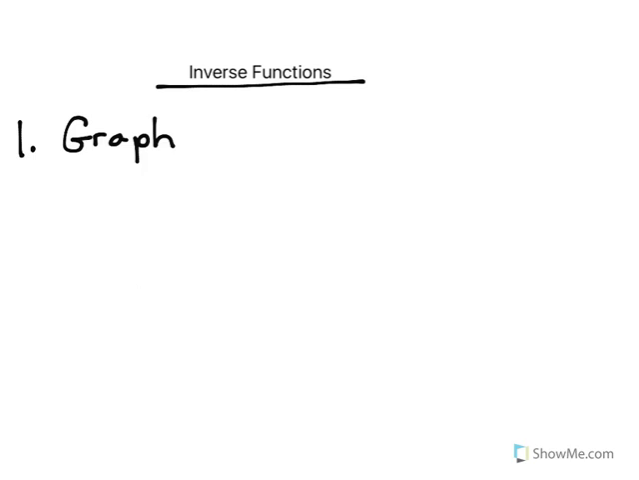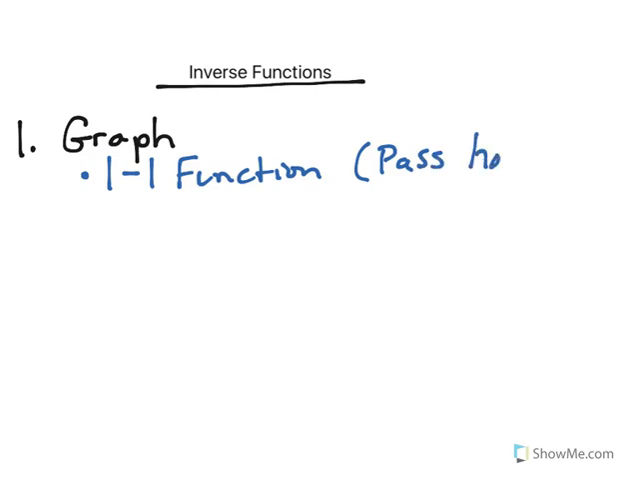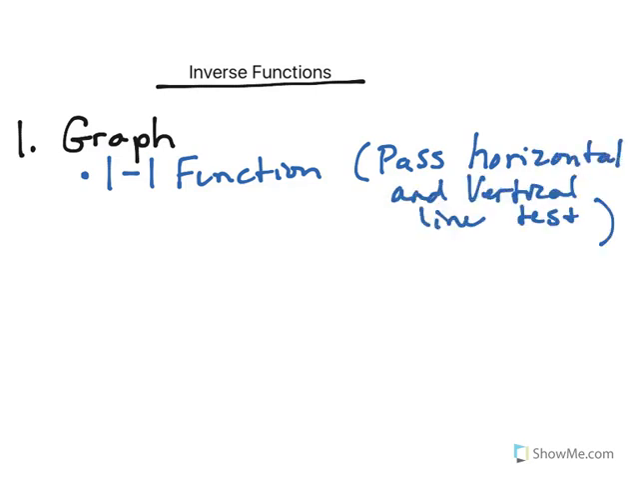A function has an inverse if the graph is a one-to-one function. What does that mean? It has to pass the horizontal and vertical line test. What that also means is the function doesn't have any repeated x or y values. Let's make sure you understand what a one-to-one function is.